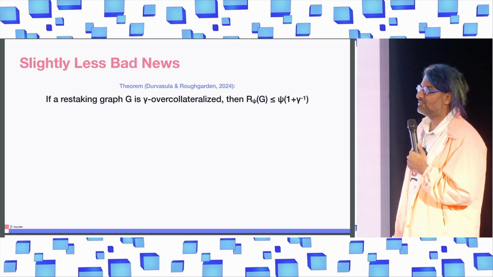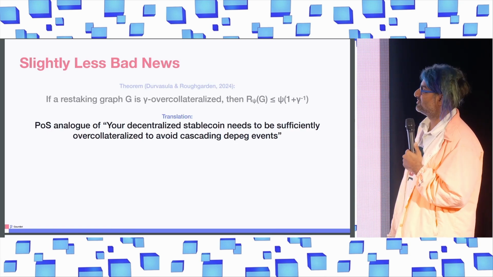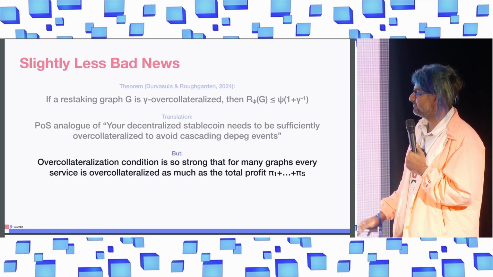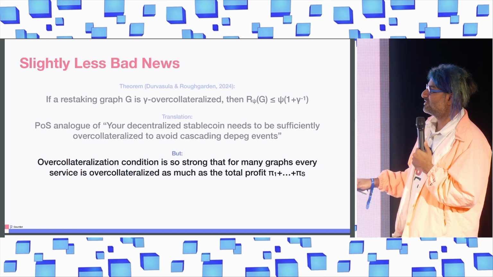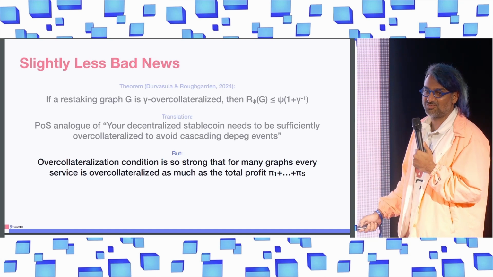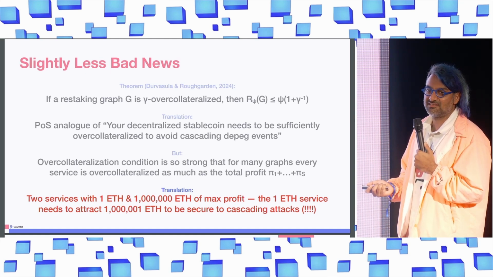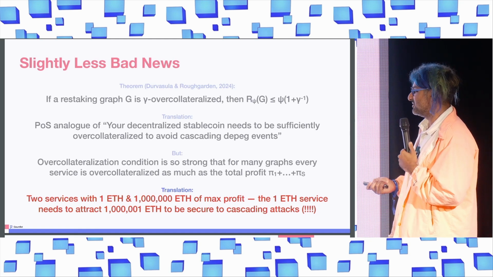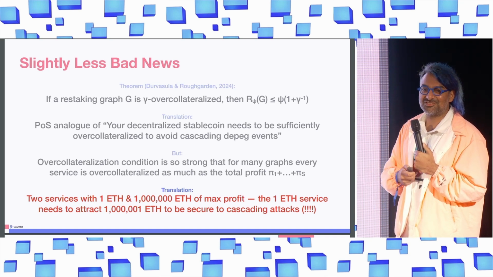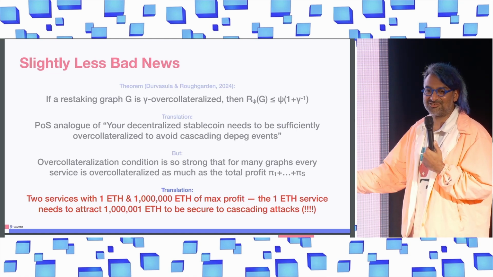The slightly less bad news is they show this over-collateralization condition. You can think of this as the proof-of-stake version of your decentralized stablecoin needing to be sufficiently over-collateralized to avoid a cascading depeg. But the condition is so strong that every service has to have as much stake as the sum of the max profit over all services in the worst case. Concretely, if you have 2 services, one in which you can extract 1 ETH of profit, one in which you can extract 1 million ETH of profit, the 1 ETH service has to attract 1,000,001 ETH to avoid cascading attacks, which is bad, obviously. If you're the 1 ETH service, there's no way you're paying enough to attract that much stake.